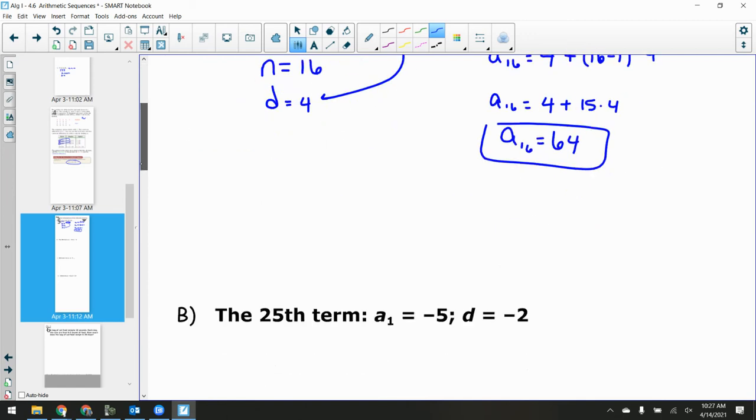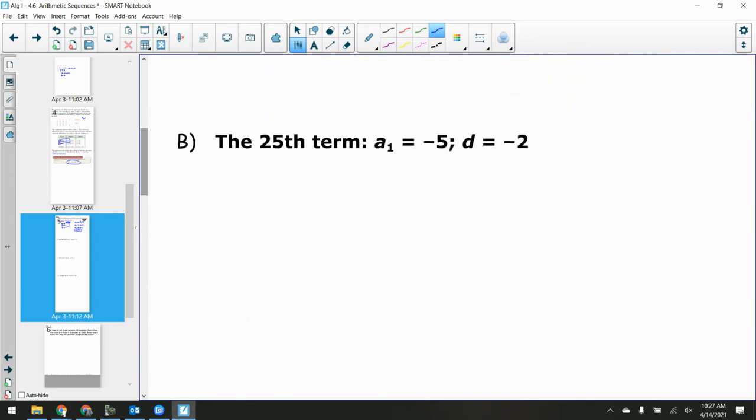Let's do another one. Let's find the 25th term in this sequence. Now, I'm not even giving you what the sequence is, but we're given enough information to find the 25th term. Remember, the formula is a sub n is equal to a sub 1 plus n minus 1 in parentheses times d. So I'm looking for a sub 25. That's the term I'm looking for.